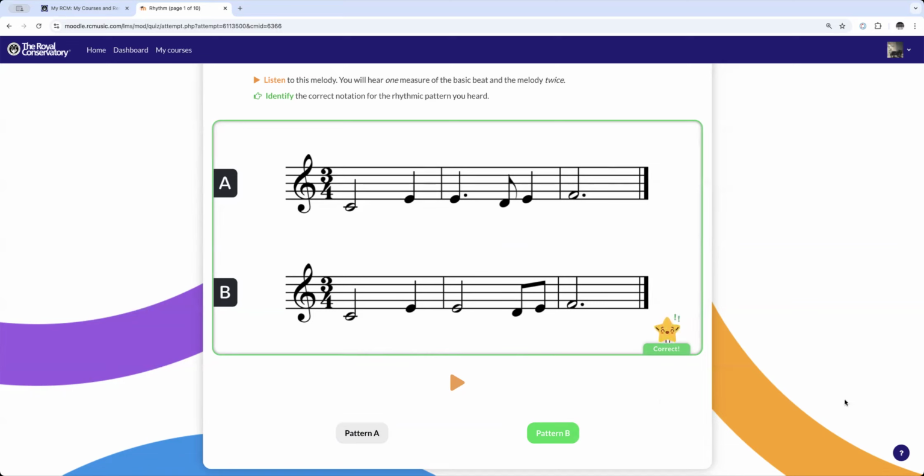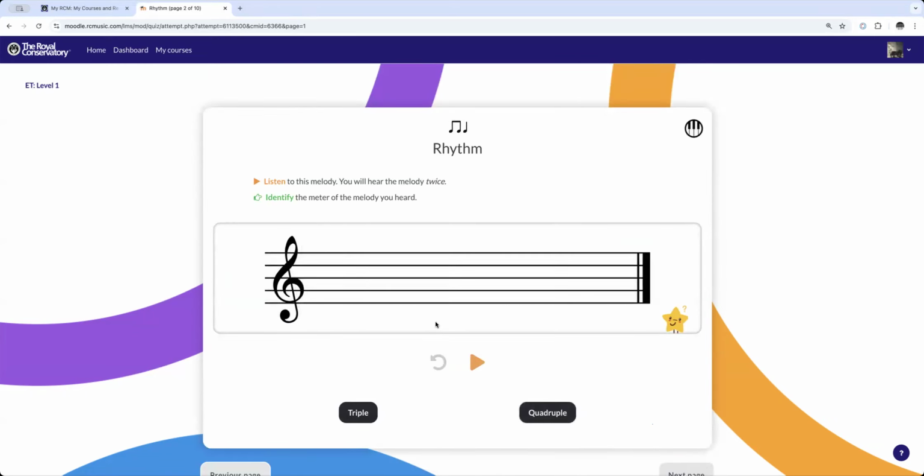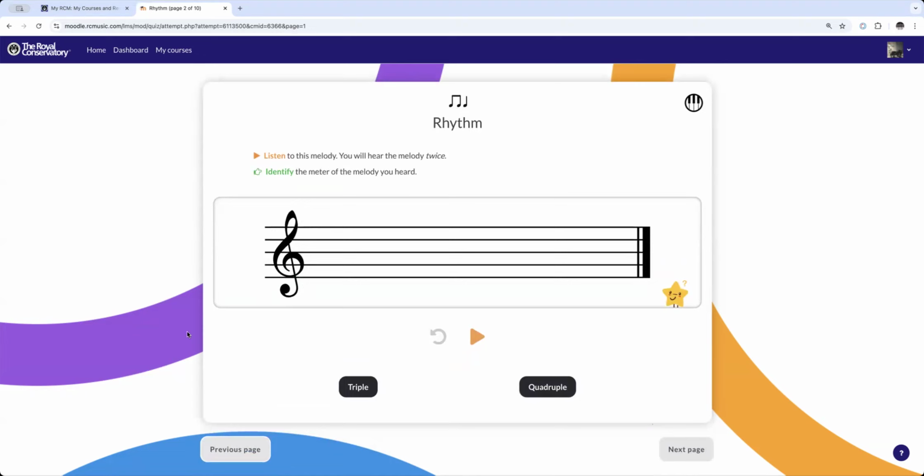Okay, next one. Okay, this one is almost the same. Let's take a look at it. Listen to this melody. You will hear the melody twice. Identify the meter of the melody you heard. Okay, it's triple or quadruple. Triple means 3 or 3/4, right? Quadruple is 4/4. Which one is that? Okay, just think about it.